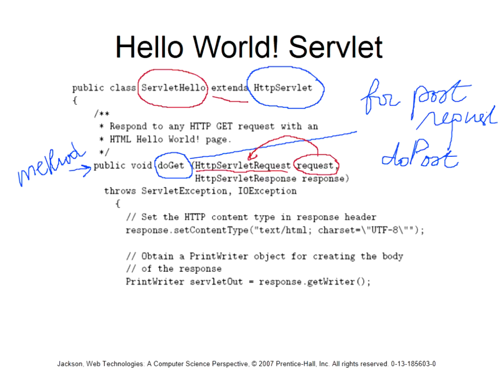The second is response. And the type of this response is HttpServletResponse. Throws ServletException, IOException. That means this method can produce a ServletException or an IOException. Any questions?